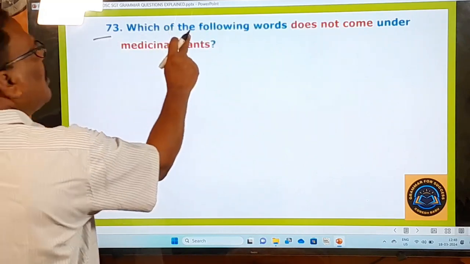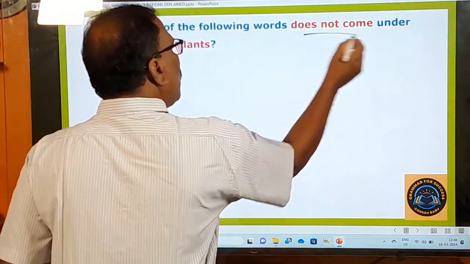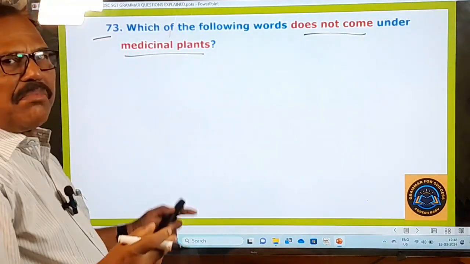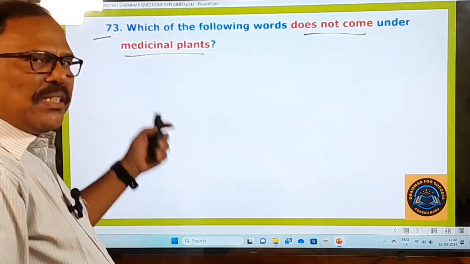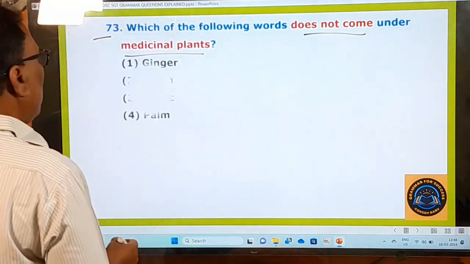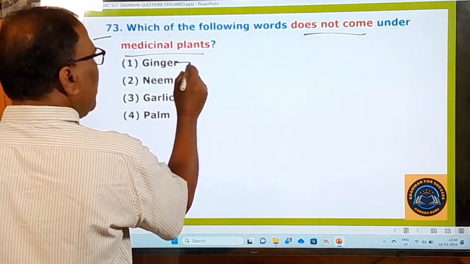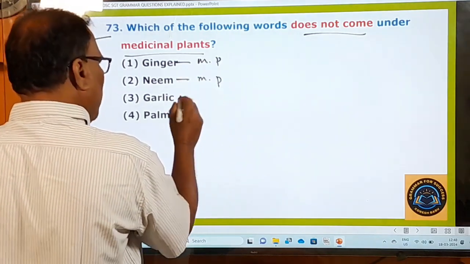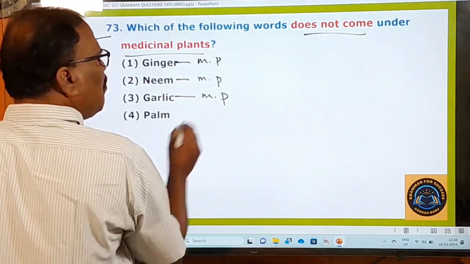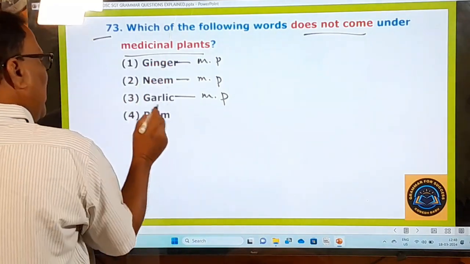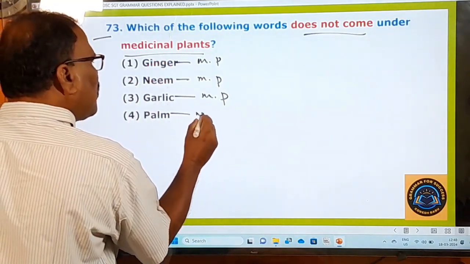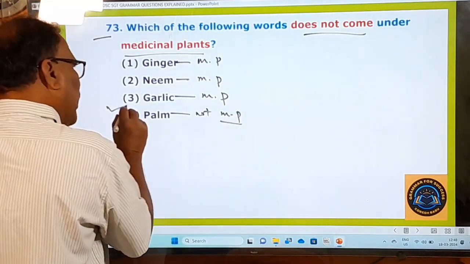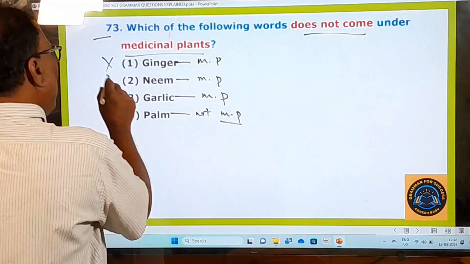73rd question. Which of the following words does not come under medicinal plants? So let us look at the options first. Ginger is a medicinal plant. Neem is a medicinal plant. Garlic is a medicinal plant. All of you know pretty well about these three things. And this palm is not a medicinal plant. So therefore, this is the right option here and all others are wrong.